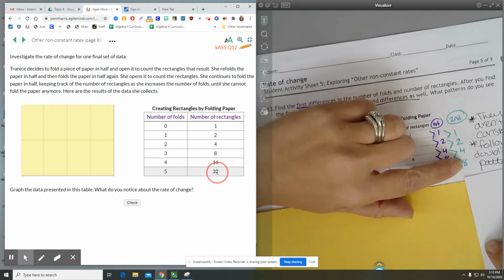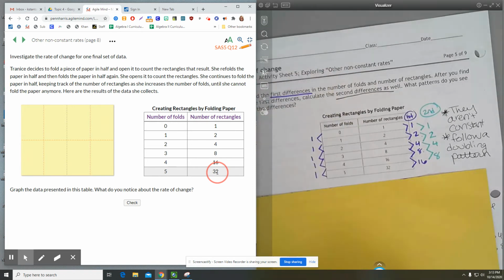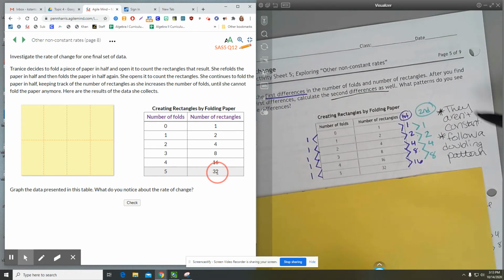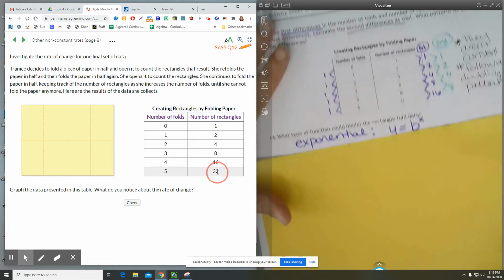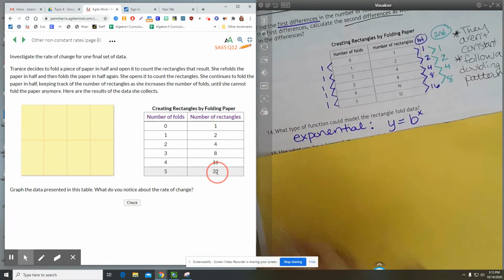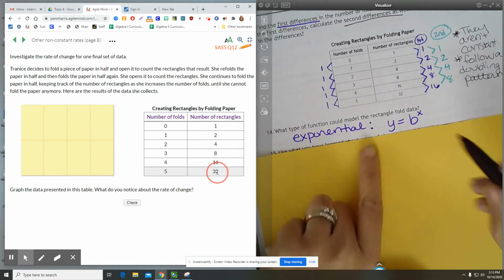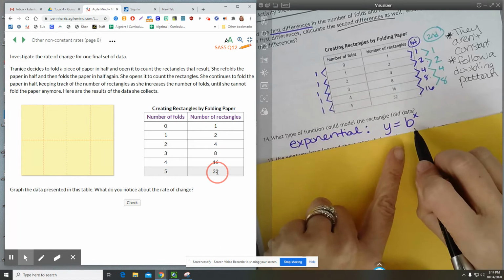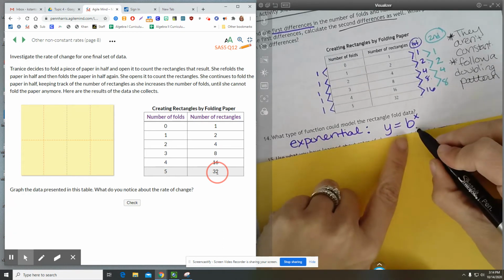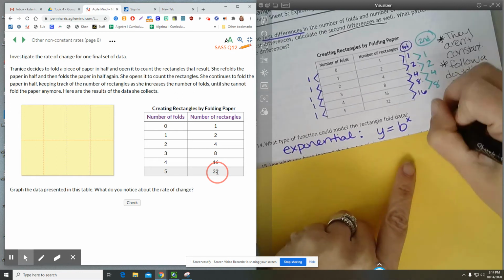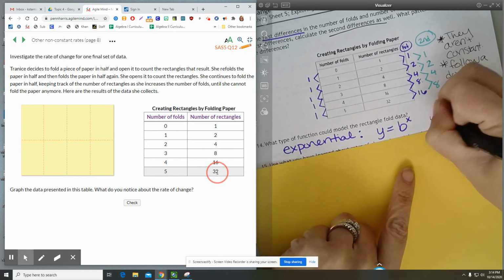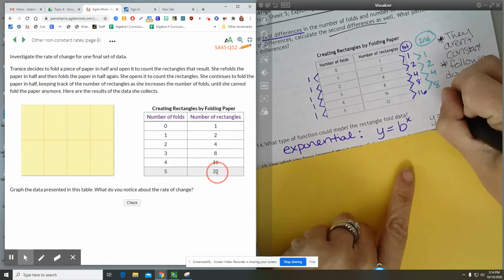That's doubling. They are not constant. Neither of these are constant, and they're following a doubling pattern. When we're talking about what kind of graph this could be, this is what we call exponential, and that equation is y equals b to the x. Little hint here, guys, b cannot be the number 1. But an example of this would be y equals 2 to the x power.